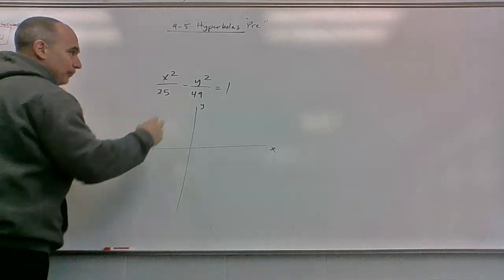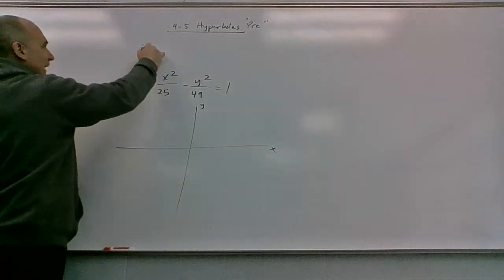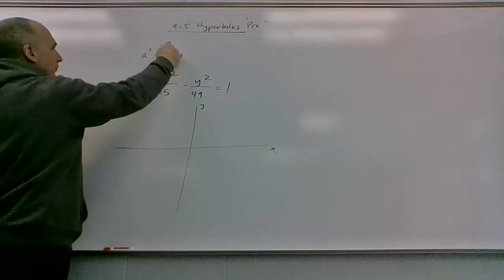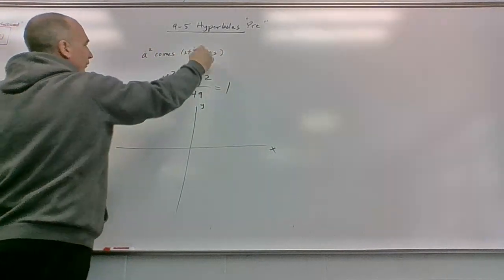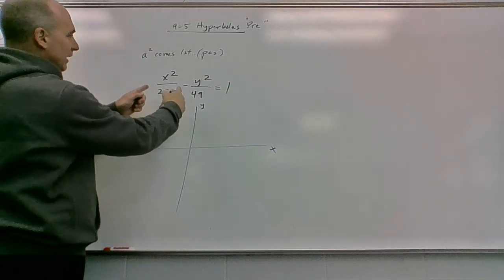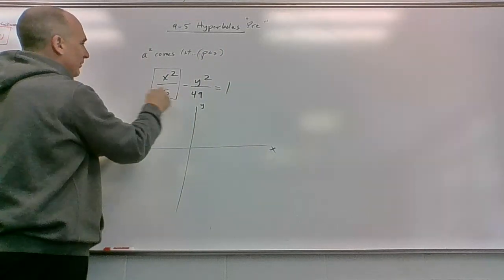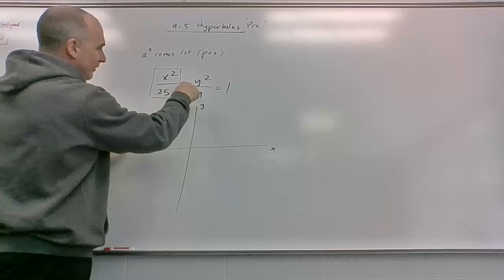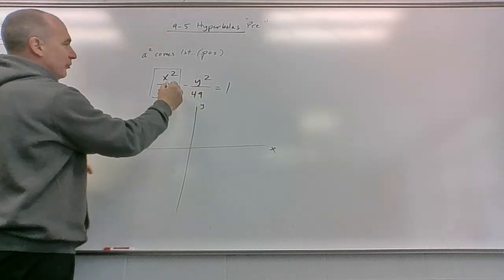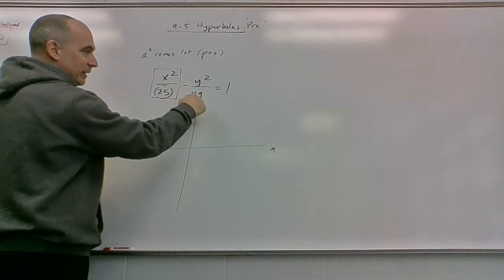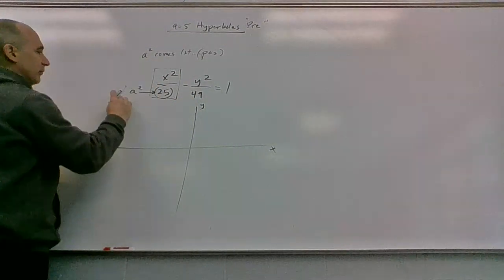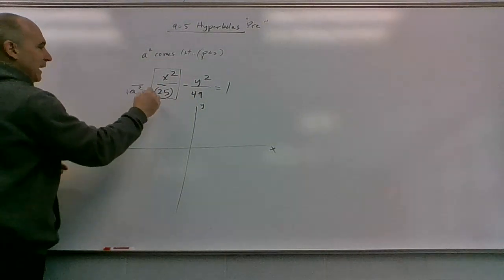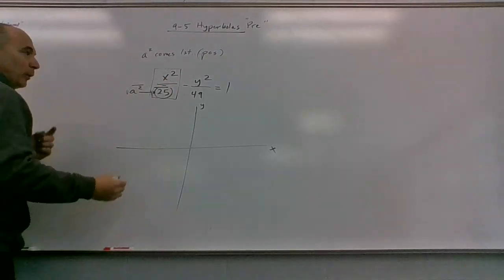So what do we got here? Well, remember what I said. I said a squared comes first, or it's the positive part. See, this is the positive stuff. Because of that minus, this is the negative stuff. So you see how this is actually smaller than this? We don't care. This is a squared. So if a squared equals 25, then we take the square root. What does that tell us?